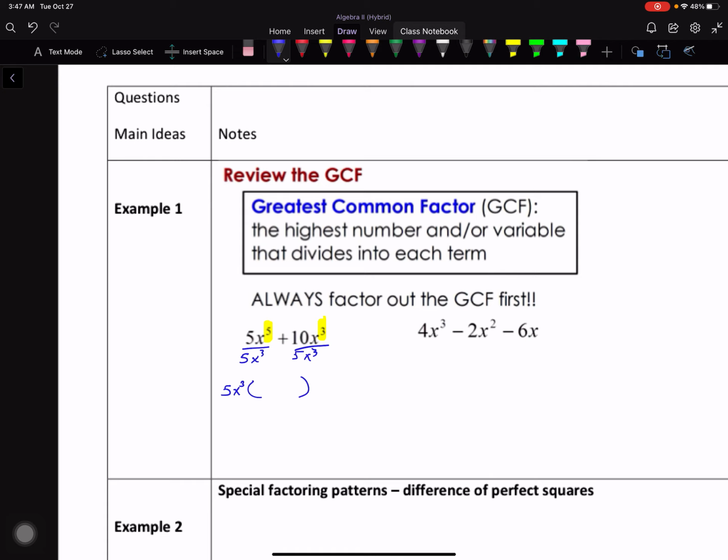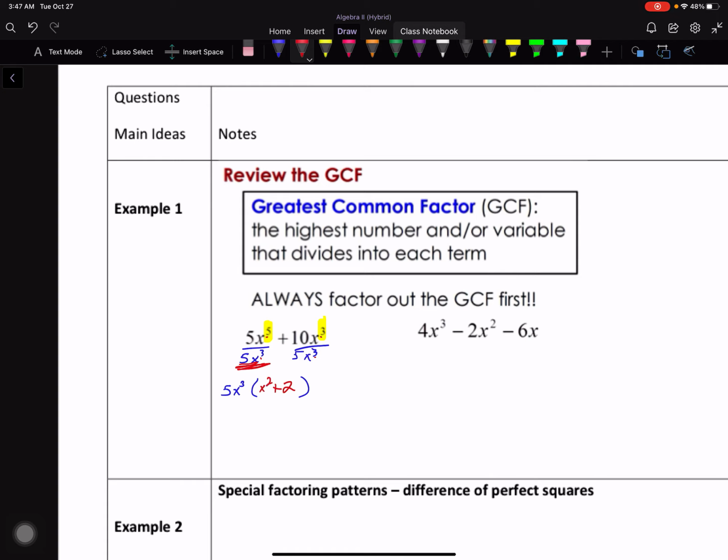So starting with the first term, 5 divided by 5 would give me 1. I had 5 x's, I took 3 out, so that means I have 2 left. Plus 10 divided by 5 is 2. I had 3 x's, I took 3 out, so there are no more x's left. So that would be the factored form. Now, technically, I don't need that 1 there. I can just leave it as x squared, but if you really want it there, that's fine.